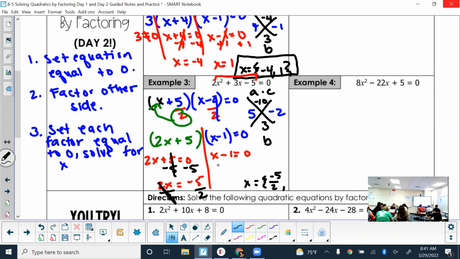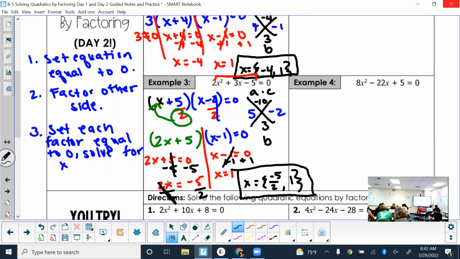For the other one, solve for x. What's opposite of subtracting 1? So do that on each side of this equal sign. And x equals 1. So those are my 2 solutions: the -5/2 and a +1 in your curly braces. Questions about this process?